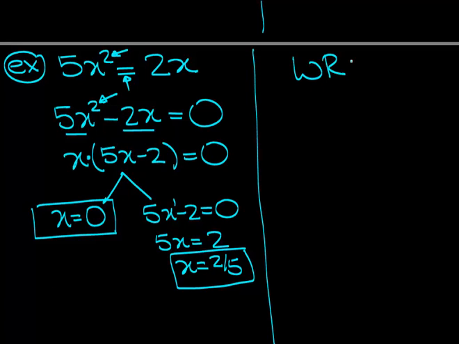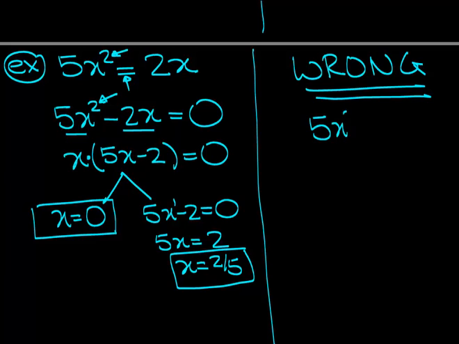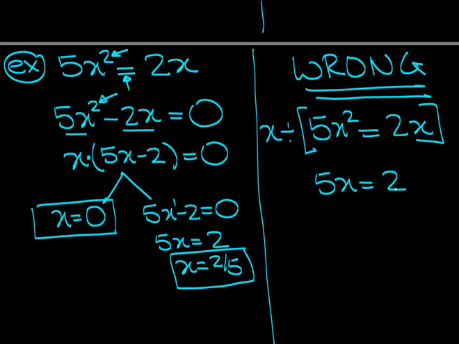Now, the wrong way to do this problem, this is wrong. This is the right way that I just did, but this is the wrong way to do. I'm just pointing it out for your benefit, so you don't do that. Students would do this. They would divide both sides by x because they see an x there. So you get x is equal to 2, and then they divide by 5, so you get 2/5.